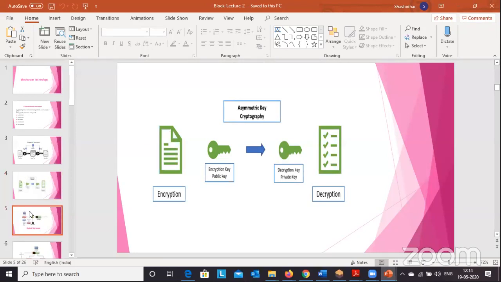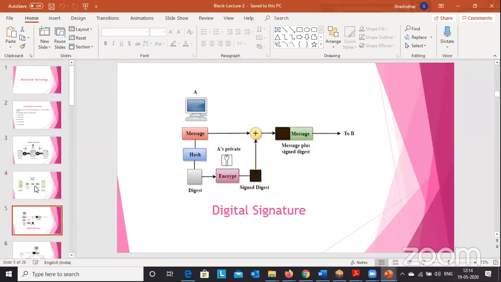Next we need to understand an important thing, the digital signature. Digital signature is widely used in blockchain technology. Let me explain how the digital signature works. Digital signature is used to provide services like authentication as well as message integrity. We have discussed some security services, so authentication and integrity will be provided with the help of digital signature.